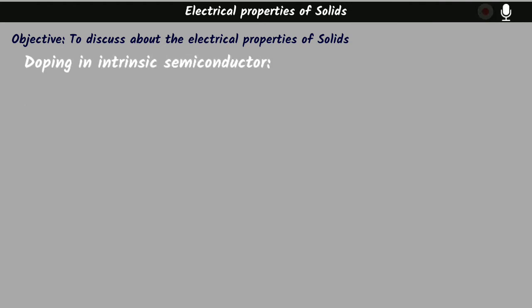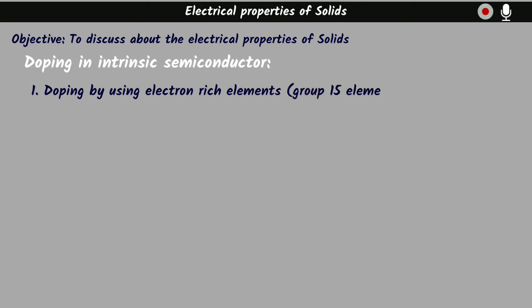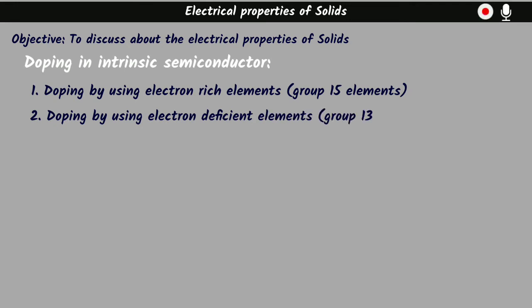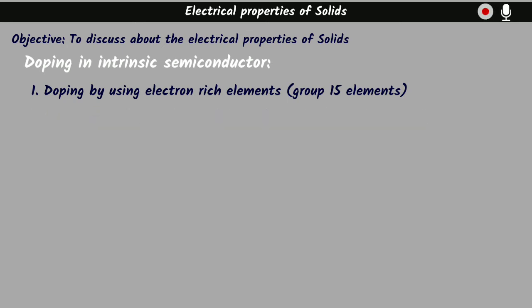We can dope the intrinsic semiconductor in two different ways. The first way is to use some electron rich elements, and the second way is to use some electron deficient elements in comparison to silicon, to dope the intrinsic semiconductors, which are silicon or germanium. Due to the presence of the impurity in these intrinsic semiconductors, some defects are observed, and these defects are known as electronic defects. Let us first discuss the first way, which is doping by using electron rich elements.